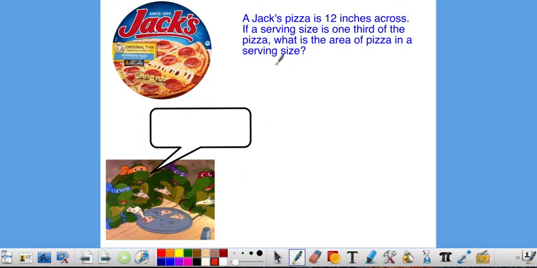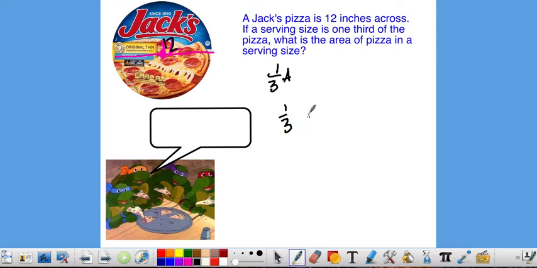So here we're told that a Jack's Pizza is 12 inches across. If a serving size is 1/3 of the pizza, what is the area of pizza in a serving size? So this is saying, okay, here's a Jack's Pizza, the best frozen pizza if you ask me. It's 12 inches across. Can't really read that. Should have picked a different color. 12 inches across. If a serving size is 1/3 of the pizza, what is the area of pizza in a serving size? So we want 1/3 of the pizza, so we want 1/3 of the area.